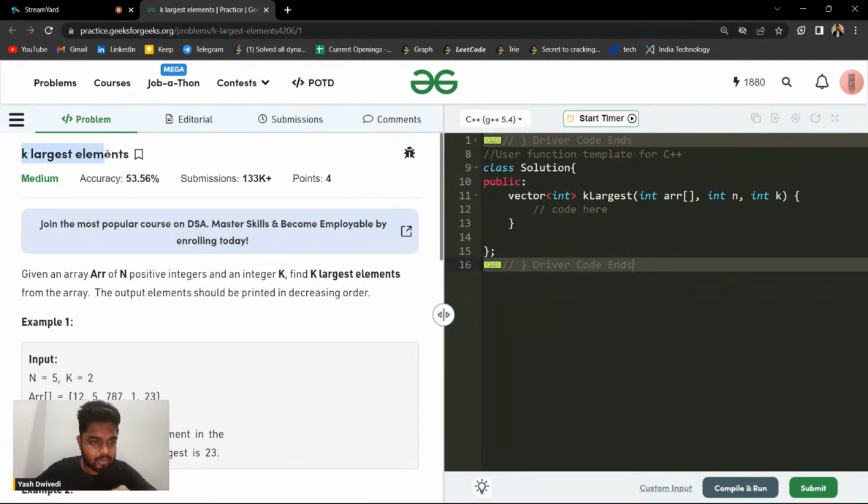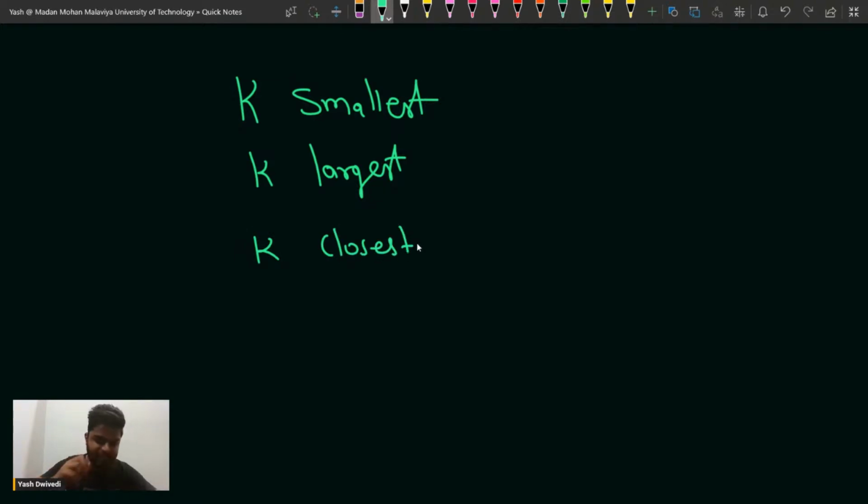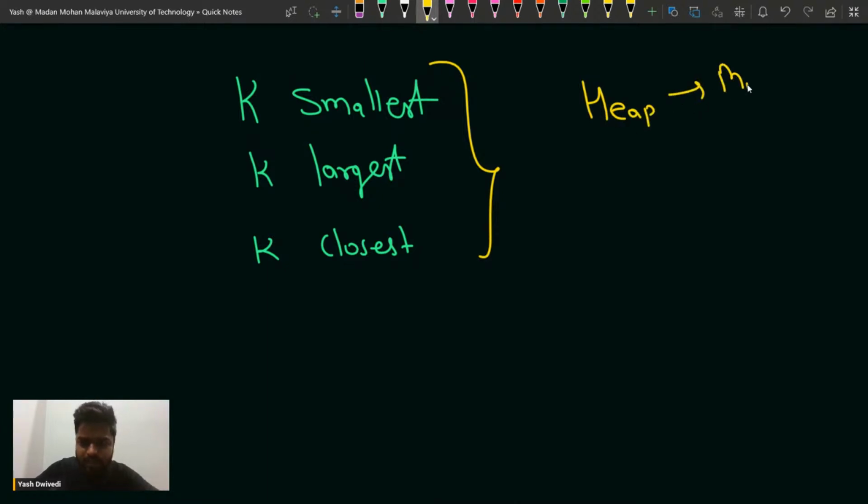K largest elements. Since we are discussing this, I want to tell you one thing. If something is written in terms of K smallest, K largest, or K closest, then there is one particular data structure that we need to use, normally known as the heap data structure. Either you will use the min heap or you will use the max heap. That is for sure.